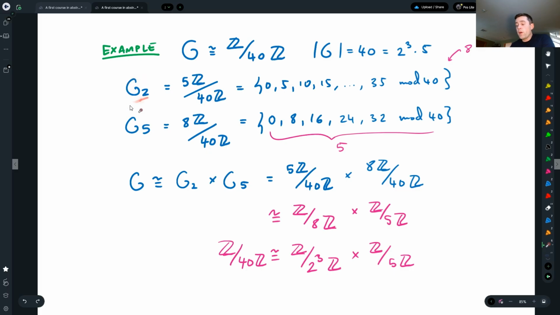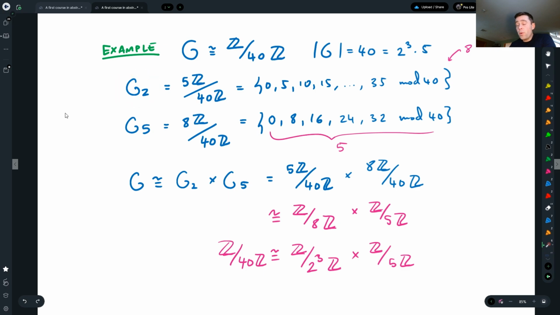What elements have order a power of 2? For example, 5 has order a power of 2 because 5 times 8 is 40. So 5 has order 8. Again, we're talking about Z modulo 40 additively. 10 times 4 is 40, so 10 times 4 is 0. So 10 has order 4. And so on and so forth. 15 also has order 8. You can see that all of these elements will have order a power of 2.